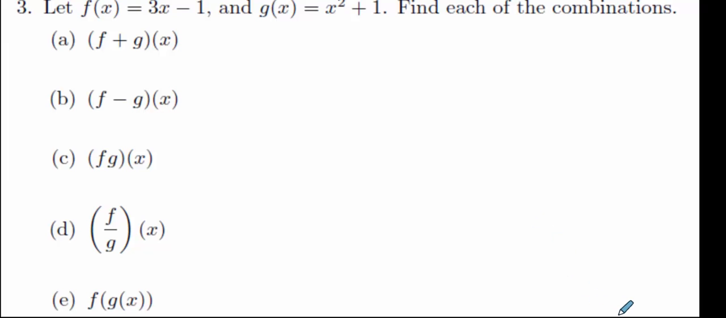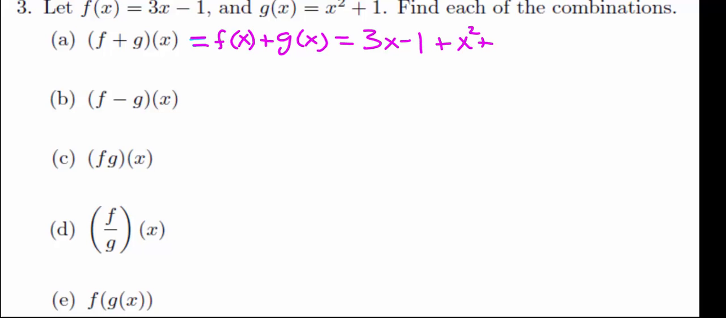Okay, so let's look at these ones. A lot of this is just notation. We're saying, okay, what does f plus g of x mean? Well, it's just a shortcut way of saying f of x plus g of x. So this is going to be 3x minus 1 plus x squared plus 1. And we could rewrite this as x squared plus 3x, because the 1's get rid of each other.